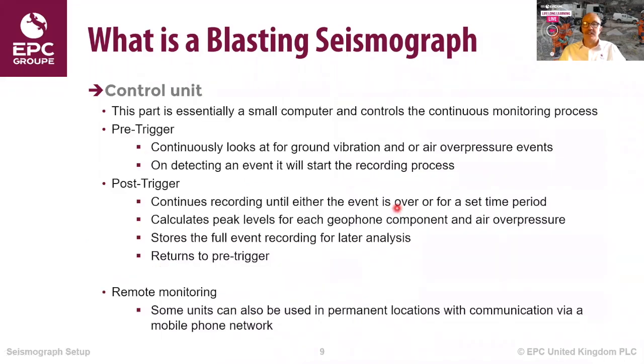Then the control unit, essentially it's a small computer and it controls the monitoring process. So it sits there looking at the geophone and the air overpressure microphone, looking for events, ground vibration and air overpressure events. On detecting an event, it will start the recording process. So after it's triggered, it continues to record until the event is over or for a set period of time, depending upon the setup of the seismograph and the manufacturer. It will then calculate the peak levels for each of the geophone components and the peak air overpressure, store that data along with the full event recording so that you can upload it to a computer and do some more detailed analysis if you require. You can also then print out the event. It will then return back to the pre-trigger and look for the next vibration event.